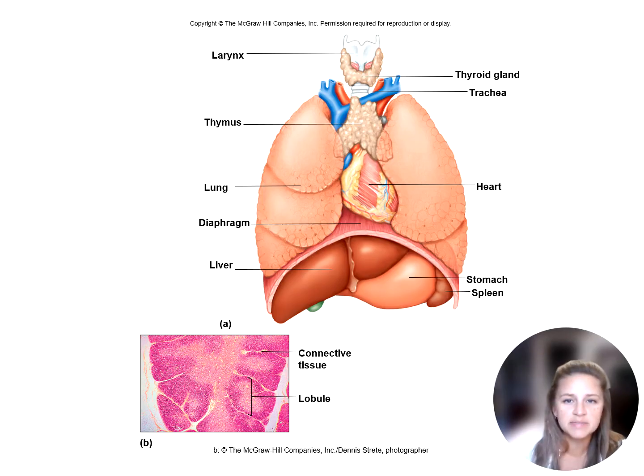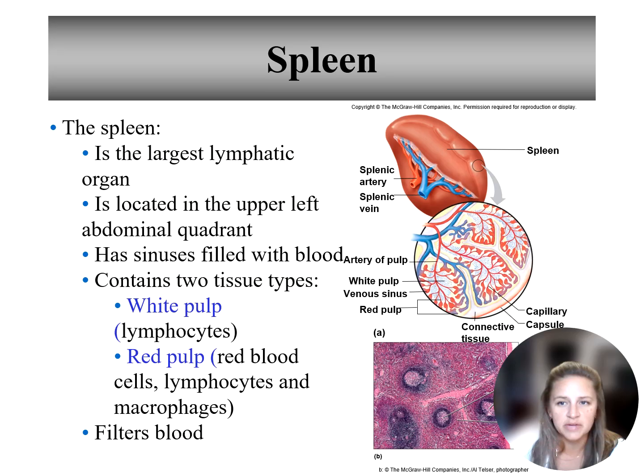Okay, here's the thymus. You see the thyroid, the parathyroid would be there, the thymus, the lungs, the diaphragm. This is where it's located.